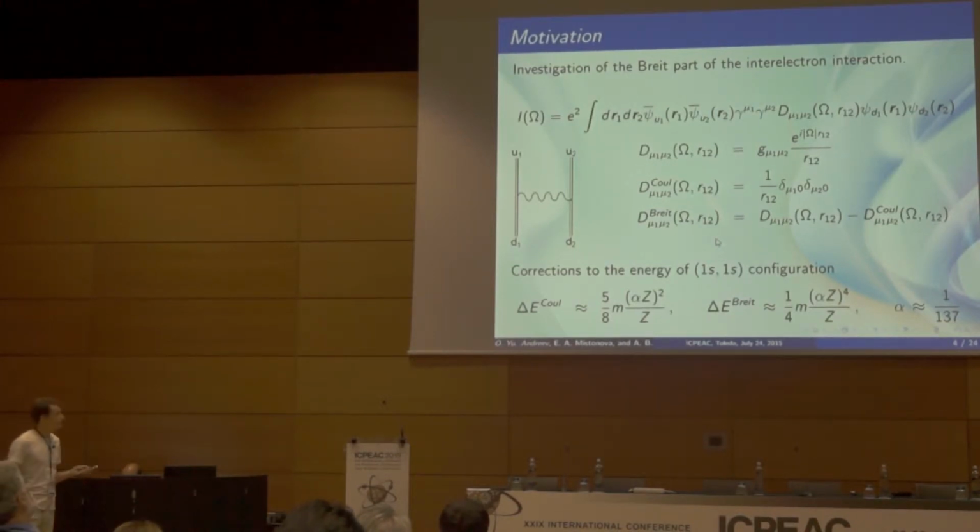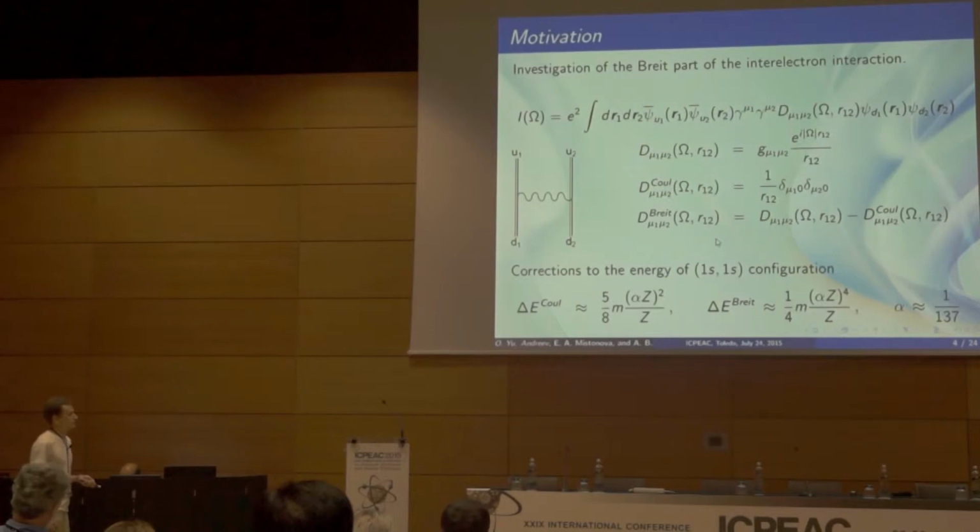Here is a Feynman diagram presenting the one-photon exchange. This is a typical matrix element. Psi are the one-electron Dirac-Coulomb functions. D is the photon propagator, here written in Feynman gauge. This part presents the Coulomb interaction, and the Breit interaction can be defined as the difference between the total photon propagator and its Coulomb part.